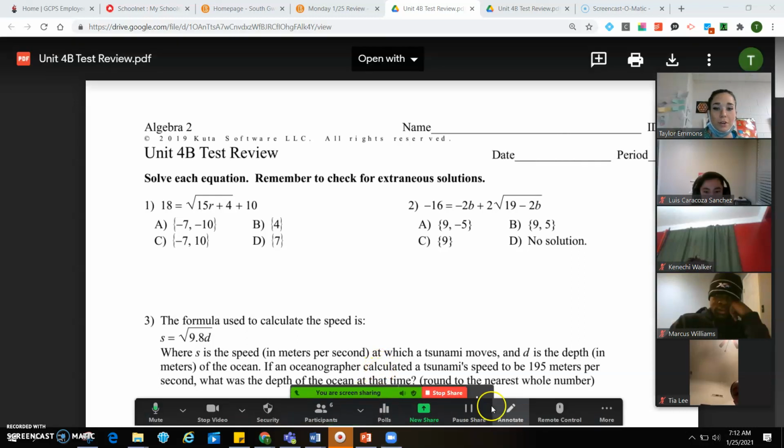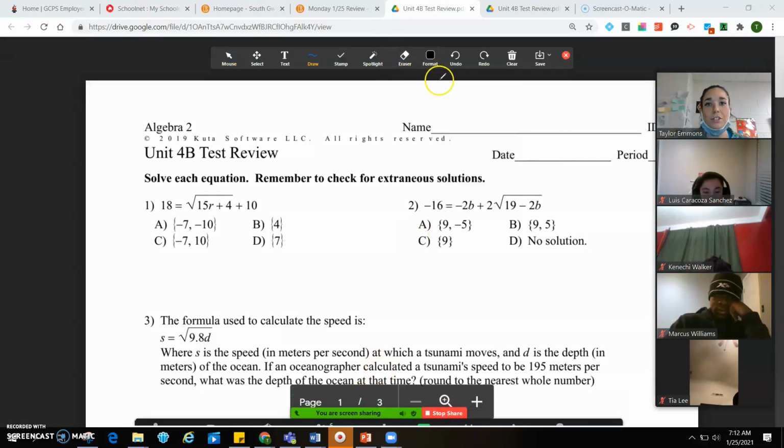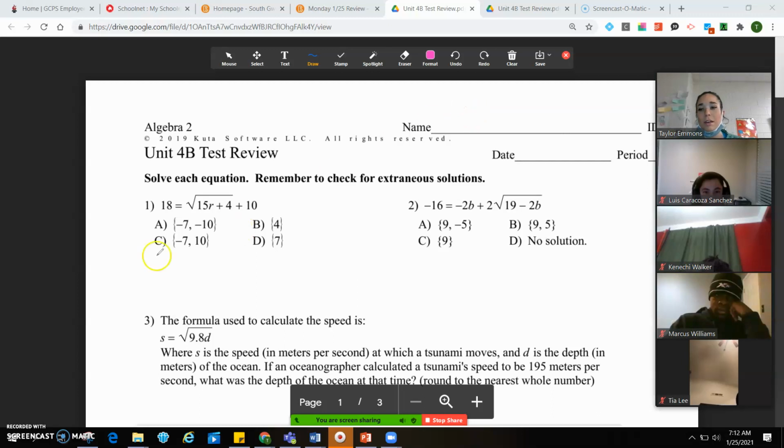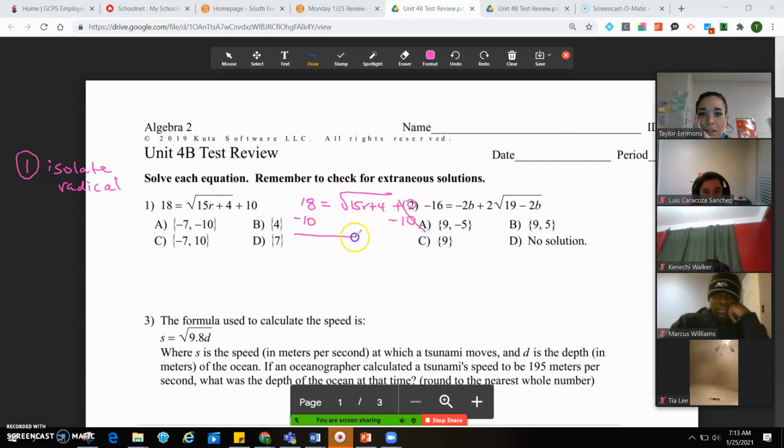All right, so on this first one, what you're going to do is isolate that radical. Remember, step one is always to isolate the radical. Okay? So I'm going to take this problem and rewrite it real quick just to make it easier. And I'm going to subtract 10 from both sides. And so that's going to give me 8 equals the square root of 15r plus 4.